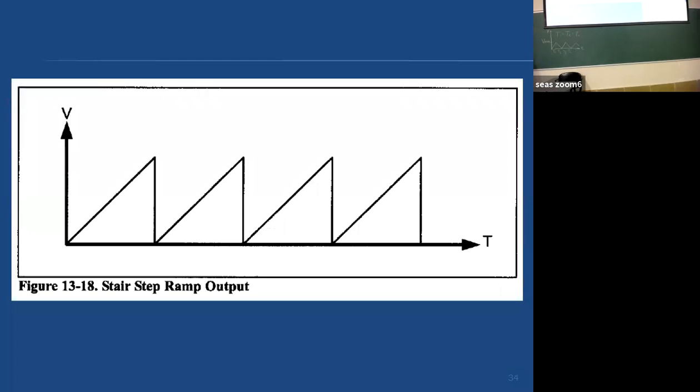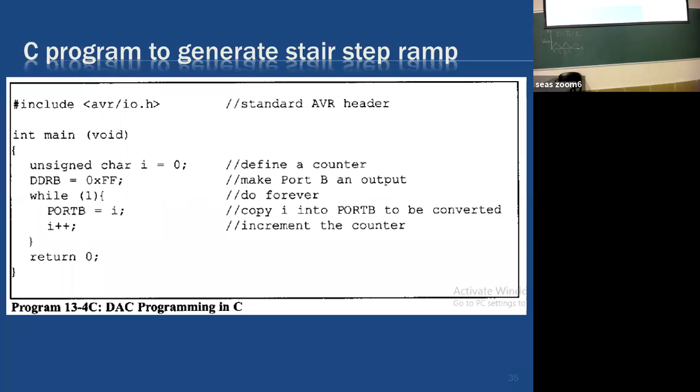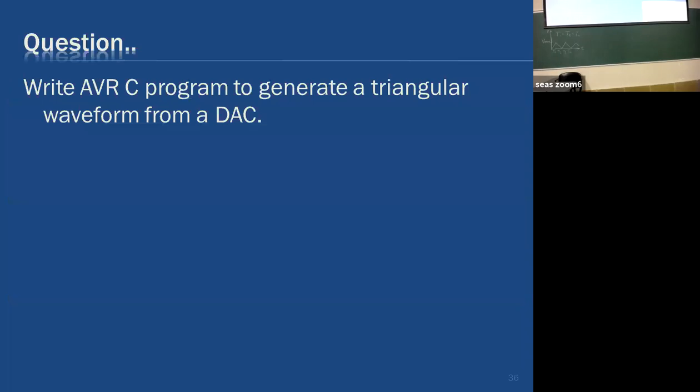this waveform. Now we want to change in this way. So what will be the program with reference to this? So here is our question. Write an AVR C program to generate a triangular waveform for the DAC. So what is the logic? What do you think? We may not have a complete program, but what will be the logic?